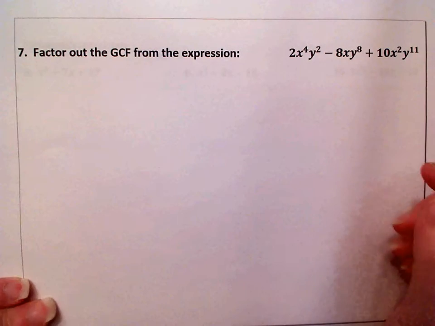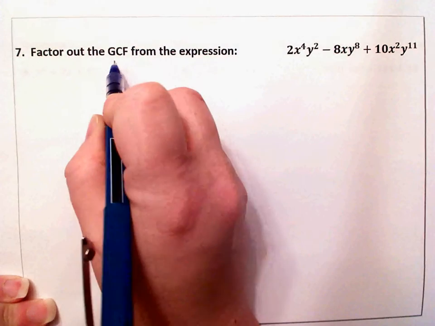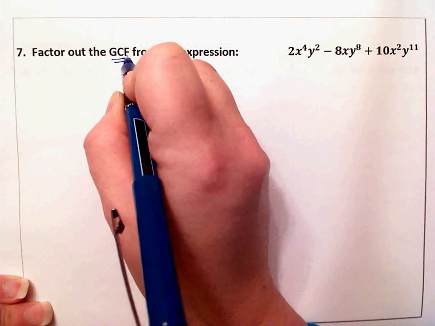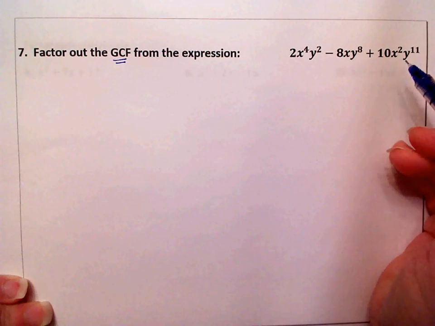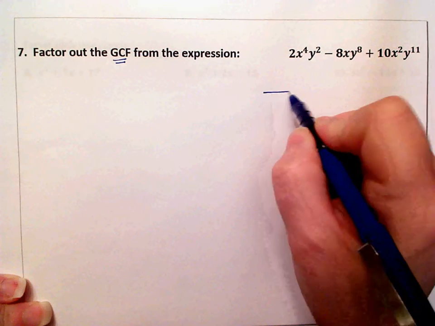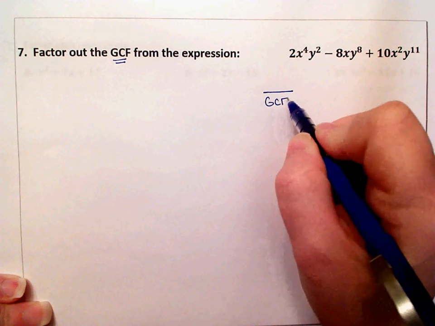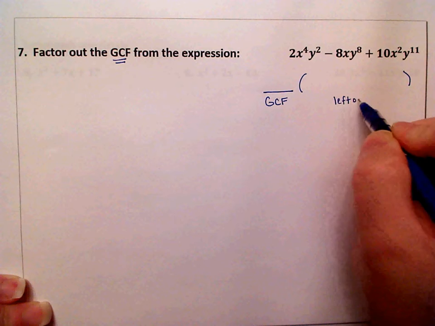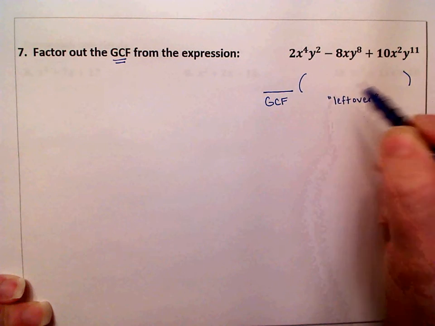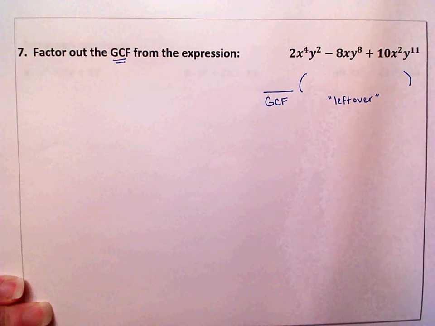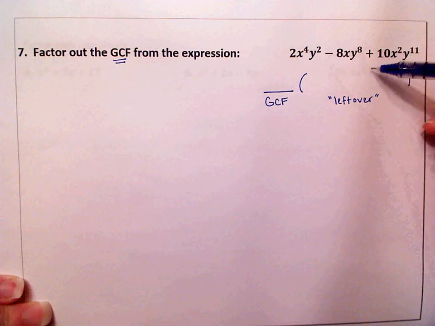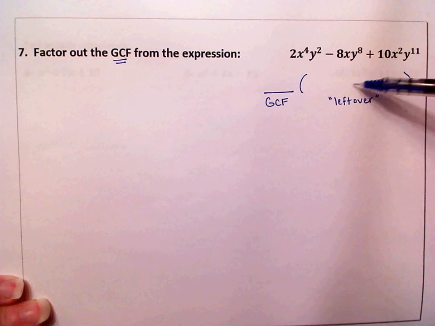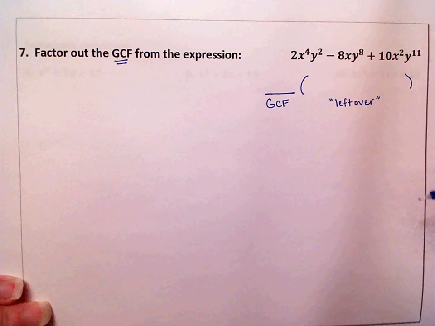On number 7, we're asked to factor out the GCF. So remember, GCF just means the greatest common factor from the expression here. So remember, your answer will have the GCF and then in parentheses what's left over after you factor it out of each term. So remember, terms are separated by addition or subtraction, so we have 3 terms. So when we factor out the GCF, we will have 3 terms inside the parentheses that are left over.